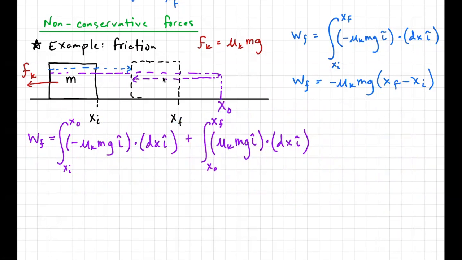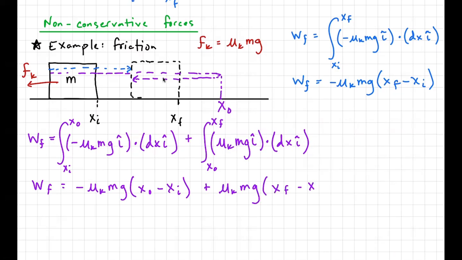Okay, so let's do this integral. I think you might be able to see that it's going to be different, but let's work it out anyway. So the two parts of the integral, the first one, minus mu k mg (x naught minus xi), and the second part, plus mu k mg (xf minus x0). Let me recombine this in a different way that may add a little bit more intuition.